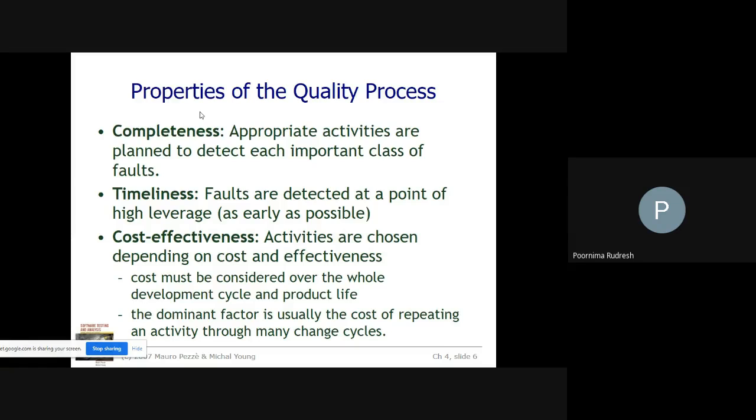Next one is timeliness. Here, the faults should be detected at the point of high leverage, and these faults should be detected as early as possible. Why? Because if the faults are detected at the earlier stages, correcting those faults is also easier, and the cost is also less. Because if the faults are left undetected and they are detected at the system integration stage or at the user side, then detection and correction of the faults are very costly.